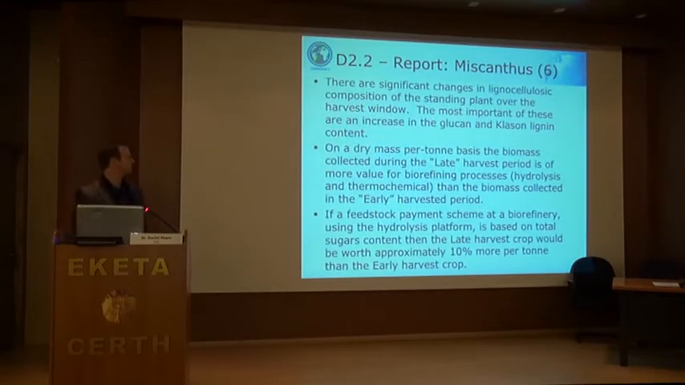There are also significant changes in the composition of the biomass over the harvest window. On a dry mass per ton basis, the biomass collected at the end of the period has a much higher total sugars content than the material that's collected early.